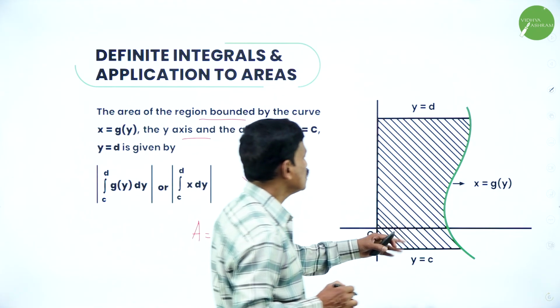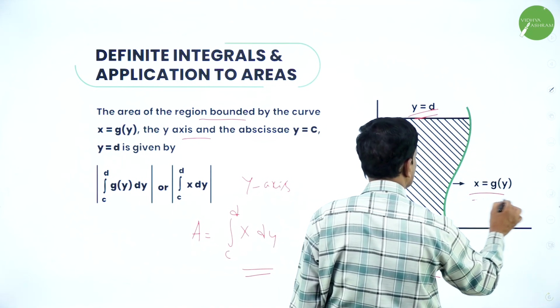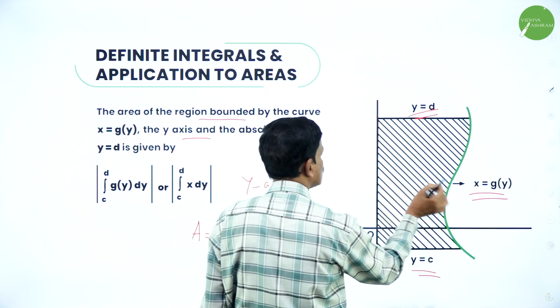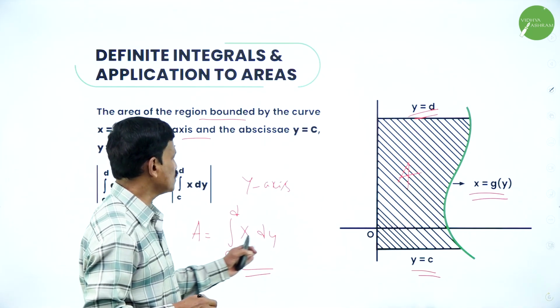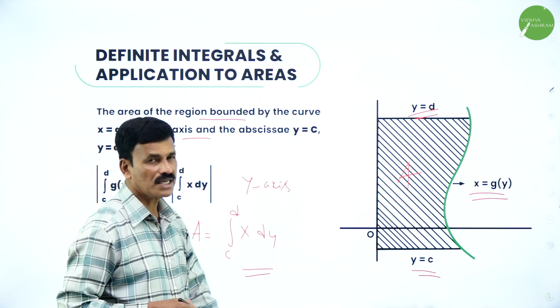Here, these are the ordinates, y is equal to c and y is equal to d, for the curve x is equal to g of y. Therefore, the required area is equal to integral c to d x dy, which will give the area of the curve on the y-axis.